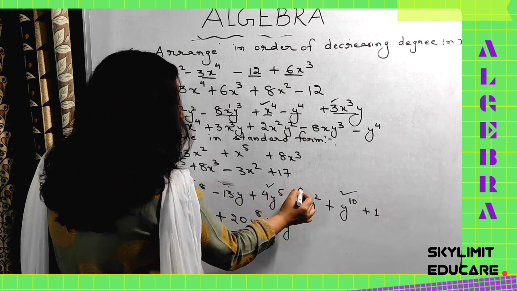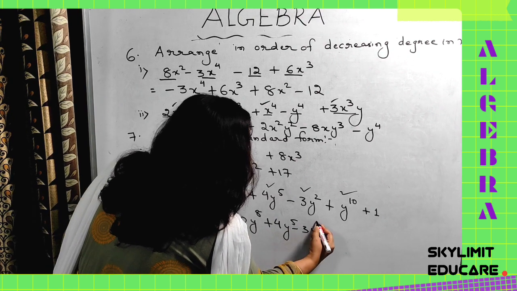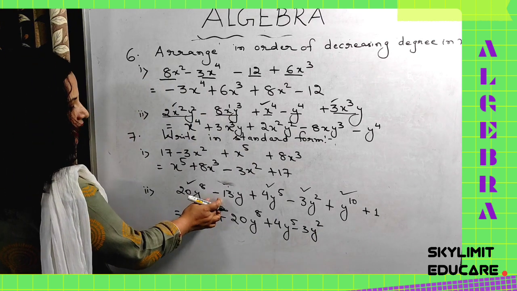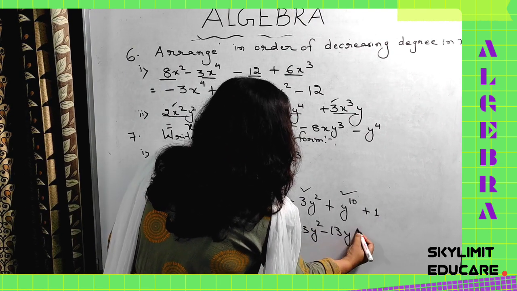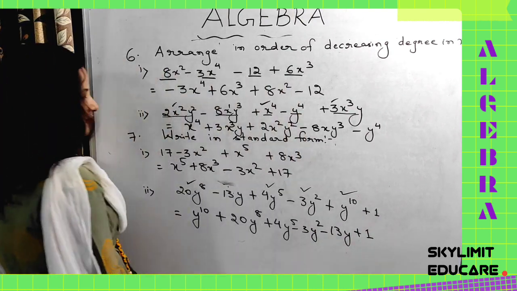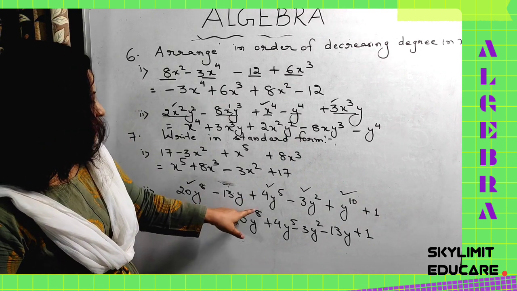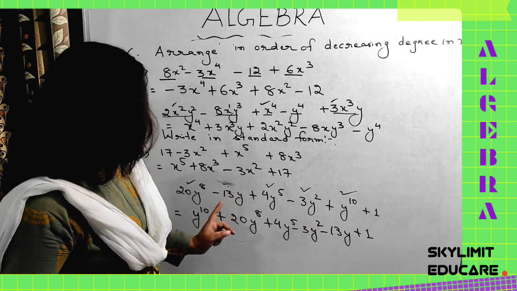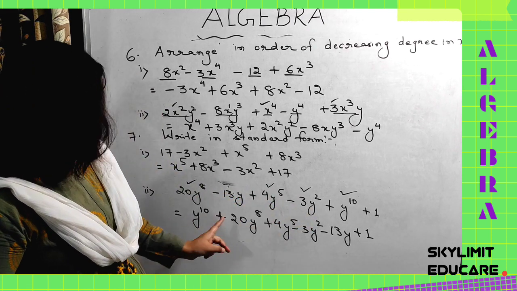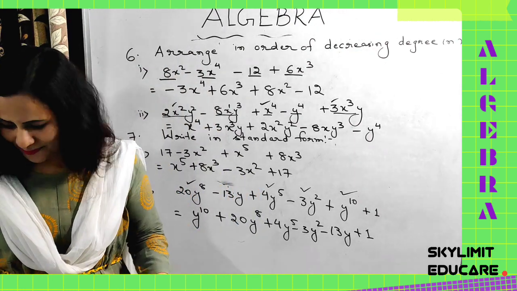Next we are having y square here, power 2, yes or no? So we will write minus 3y square. Then we have minus 13y, and at last plus 1. I think the idea is getting quite clear. First the power 10, then the power 8, then 5, then 2. Have we written everything? Okay? So this way you will write the standard form.